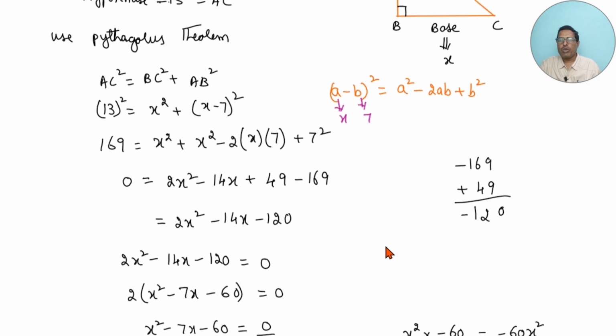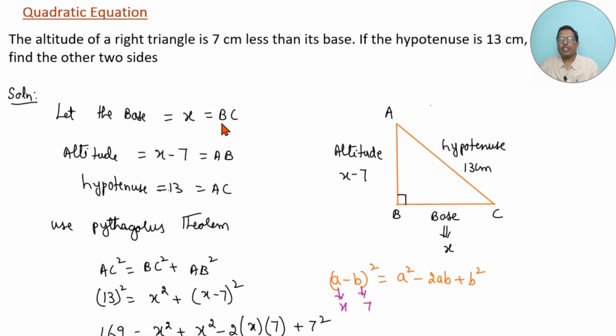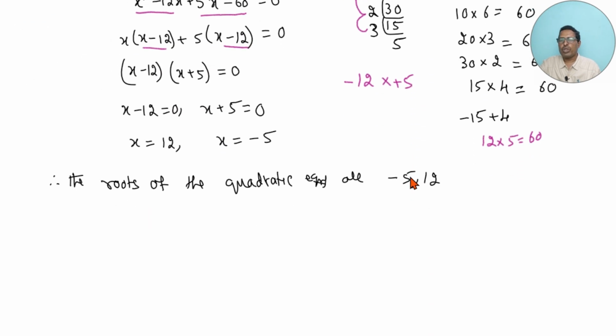Let us go back to the question and see. He says the base is x, right? So I am taking this as x centimeters. So since for the base we are going for the positive measurement, therefore we have to take the value of x to be positive over here, x to be 12. Let the base x be equals to 12.